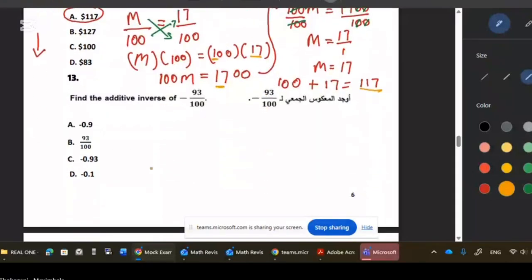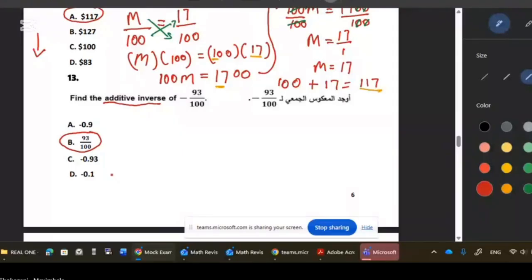Now, I want to see if you remember this question. It says, find the additive inverse. Which one is an additive inverse here in this question? B, minus 93 over 100. B. This is very easy. It's not difficult. B. The answer will be B.